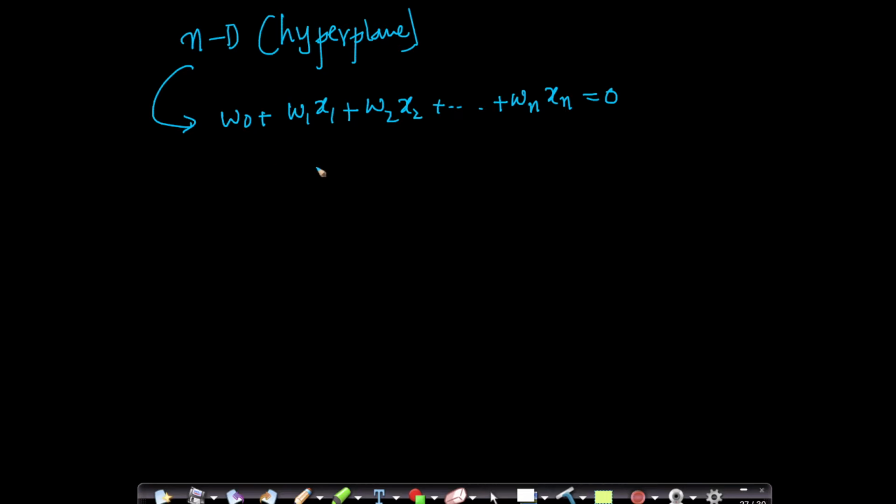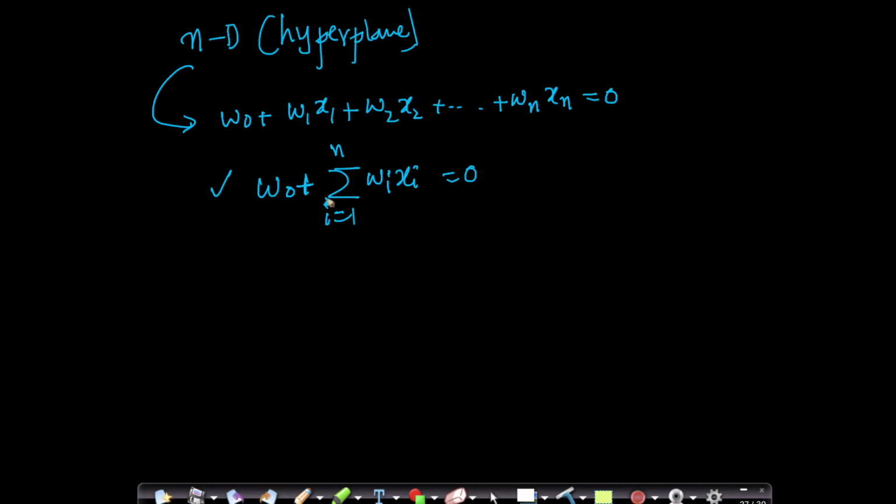Is there a more concise way of doing it? Of course there is. We can use summation here. Summation i equals 1 to n, wi xi equals 0. Right? Now, is there a better way to write this still further? This is still good. This is certainly a much more concise way of writing the equation of a hyperplane in n-dimensional space than writing out this whole expression.